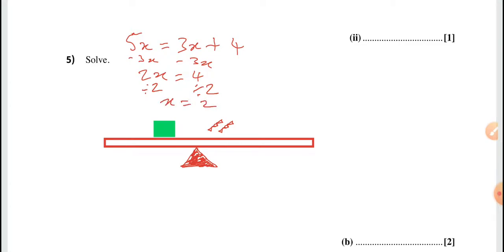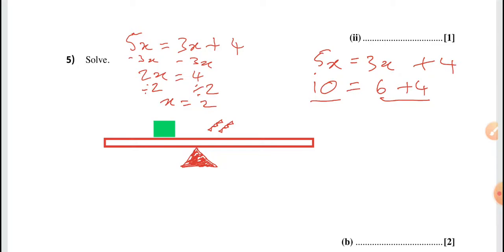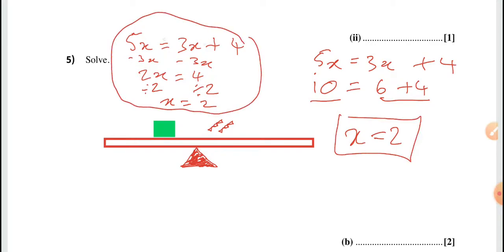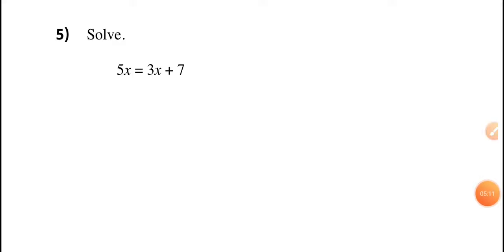Let's confirm if this works. So we had 5x is equal to 3x plus 4. So what's 5 times 2? Because we think x is 2. So 5 times 2 is 10. 3 times 2 is 6. Add 4. Is 6 add 4 equal to 10? Yes, it is. So we were correct. x is equal to 2. And this would be your working out. And notice how I've got all equals in a straight line.